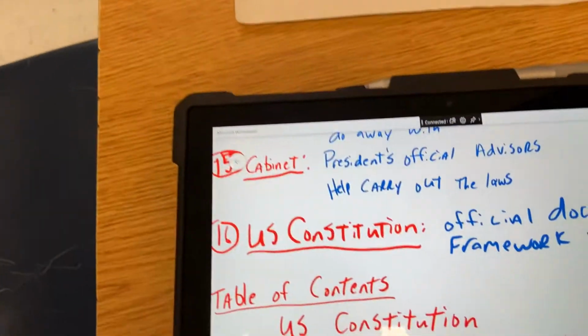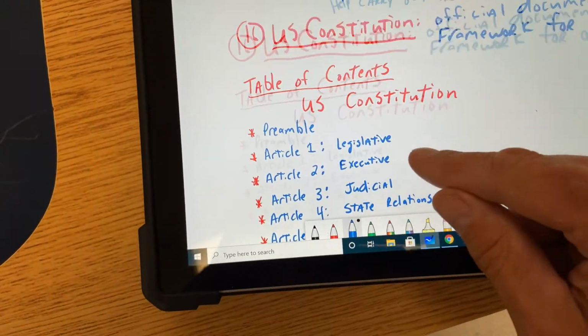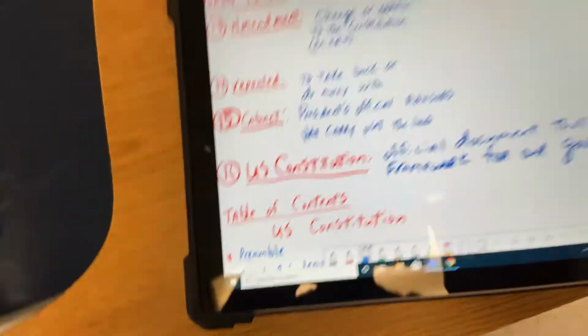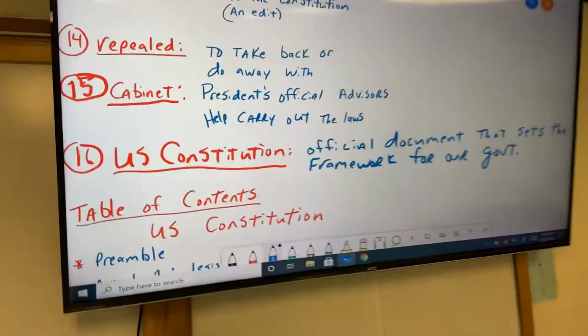The last word is the U.S. Constitution itself. Now, I forgot to actually put that one on our little, I'm trying to get our screen shrunk down here. Hang on just one second. There we go. Got it now.